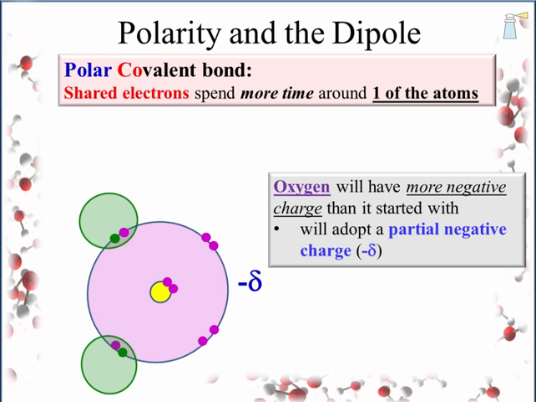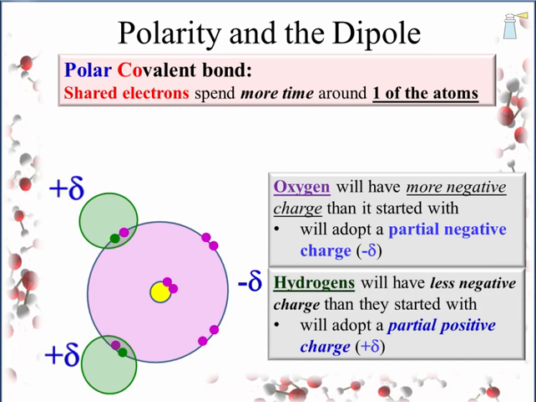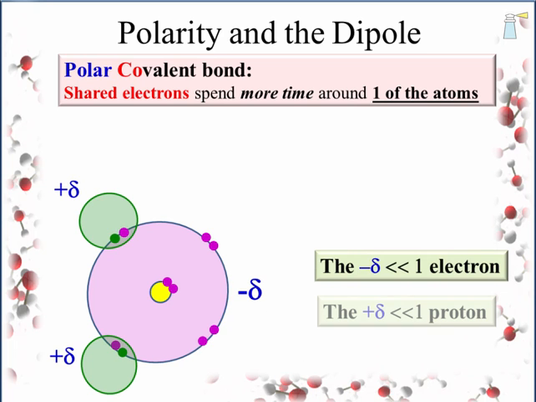If the oxygen has more of the negative charge, then the hydrogens will have less negative charge than they started with as an atom, and each will adopt a partial positive charge. To give some perspective, a partial negative charge is much less than the charge on an electron, and a partial positive charge is much less than the charge on a proton. The partial charges are significantly weaker than the charge on an ion.